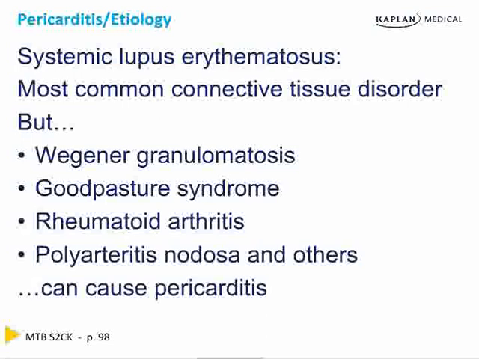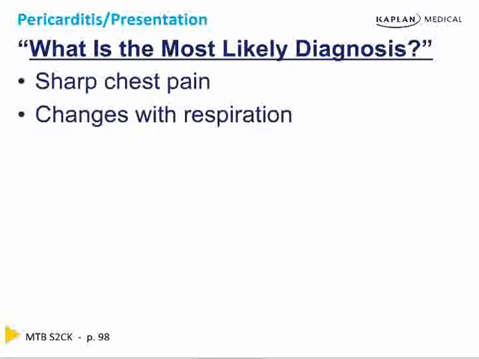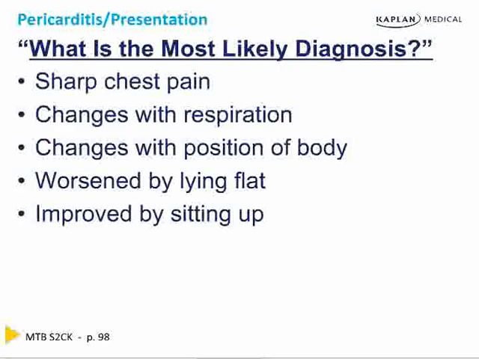and cause pericarditis. The cool thing about pericarditis is that you have a very clear presentation of sharp chest pain that changes with respiration. That gets worse when you take a deep breath in, and changes with bodily position. Better when I sit up and worse when I lie down, because when I sit up, I relieve stretch on the pericardium. When I lie back, I stretch the pericardium. And that's why answering the question, what is the most likely diagnosis, is much easier with pericarditis.